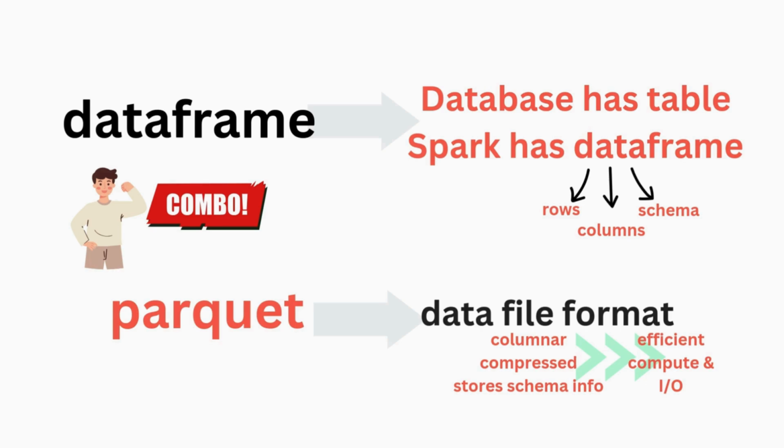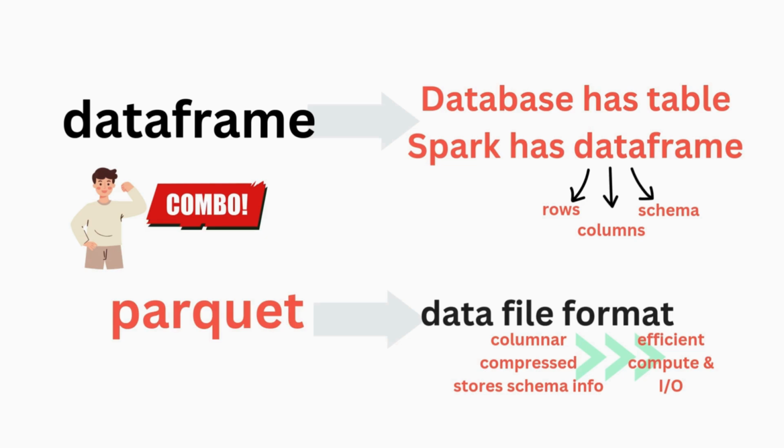Parquet is a data file format. So it's columnar, it's compressed, and it also stores schema information. So because it is columnar and compressed, it is highly efficient while using Parquet format to compute the data. And since it is compressed, the I/O is also very efficient. I'll not do a deep dive into columnar and compressed. I assume that you already know about these topics. If not, you can Google and read about it.